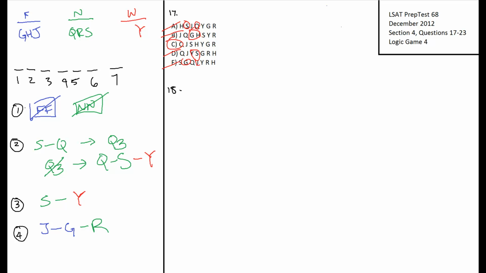Okay. So next, 18. If Y is 4th, which of the following must be true? Okay. So this is going to be your first real question in this game, and there should be 7 dashes. And as far as that's concerned, it's relatively easy. Okay. So they tell us that Y has got to be in this 4th slot. And so what does that mean? What are we left with?